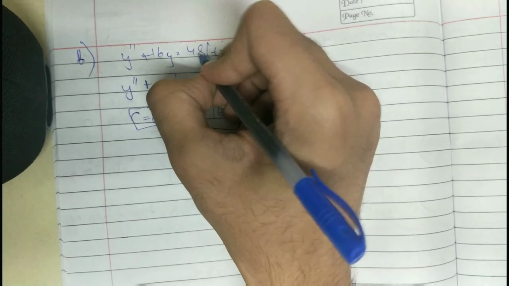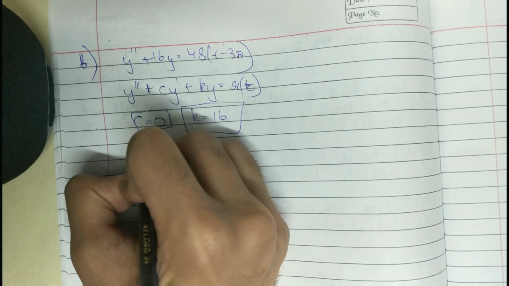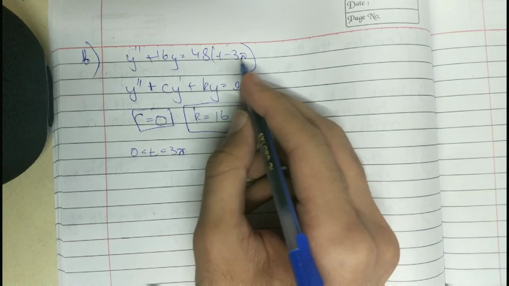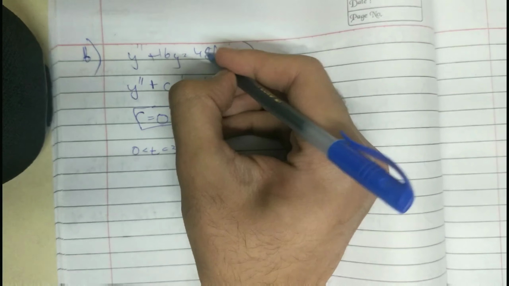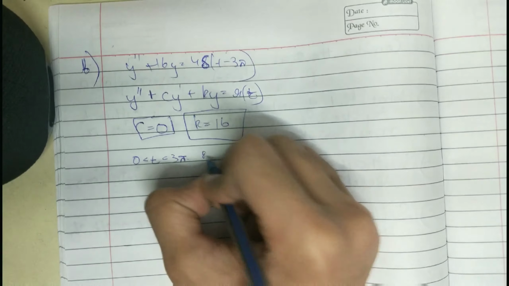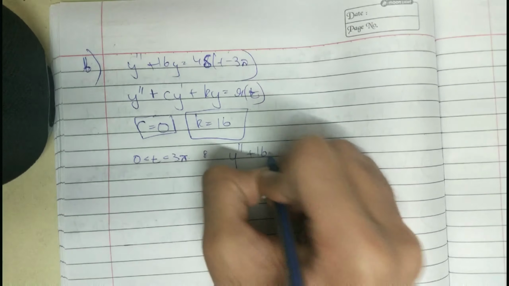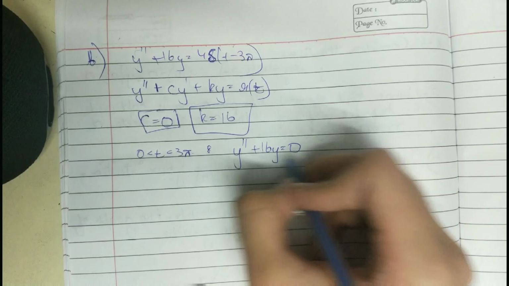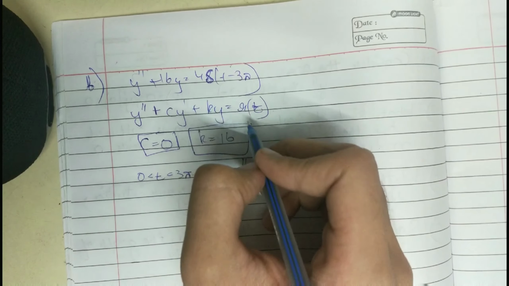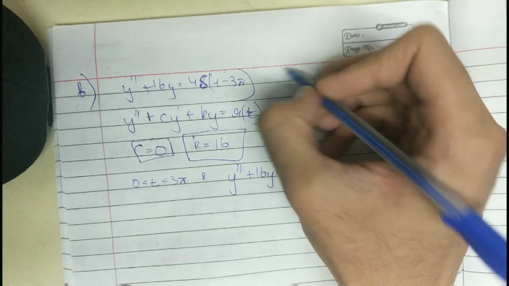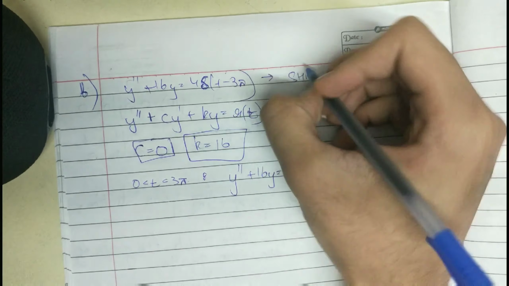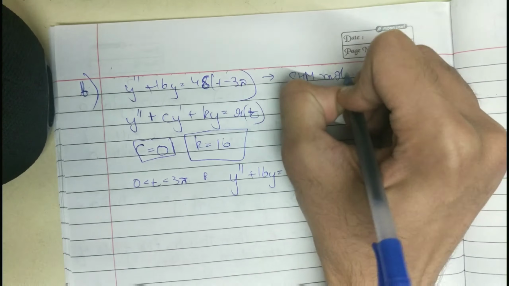Now, if we consider time before 3 pi, the Dirac delta has a value 0 before 3 pi. Therefore the ODE becomes y double derivative plus 16y is equal to 0. Since we found out that the damping constant is 0, the motion it would represent corresponds to an SHM motion.